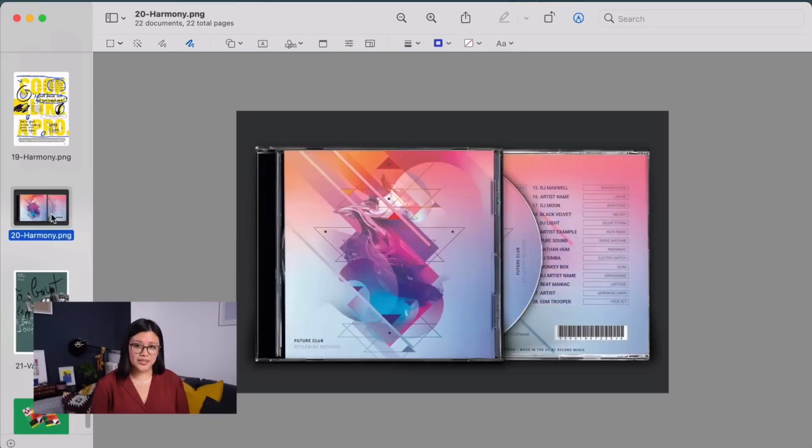On this Envato Elements example, we have a CD cover that features pastel colors that work very well together. And that is why it is important to spend some time choosing the right colors, the right hues and shades, so your color palette can work in harmony.